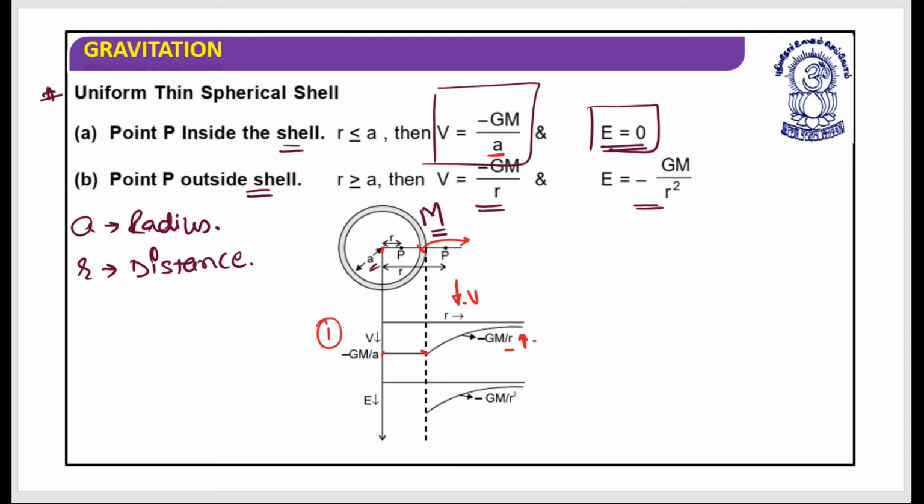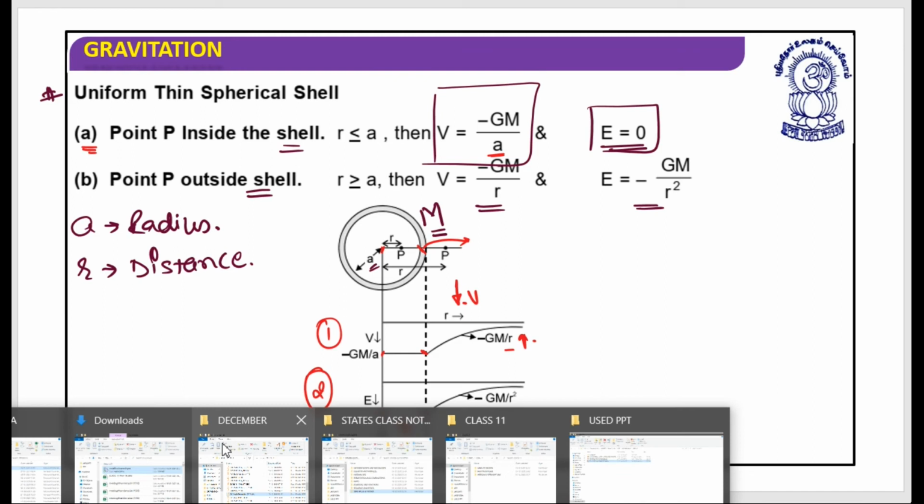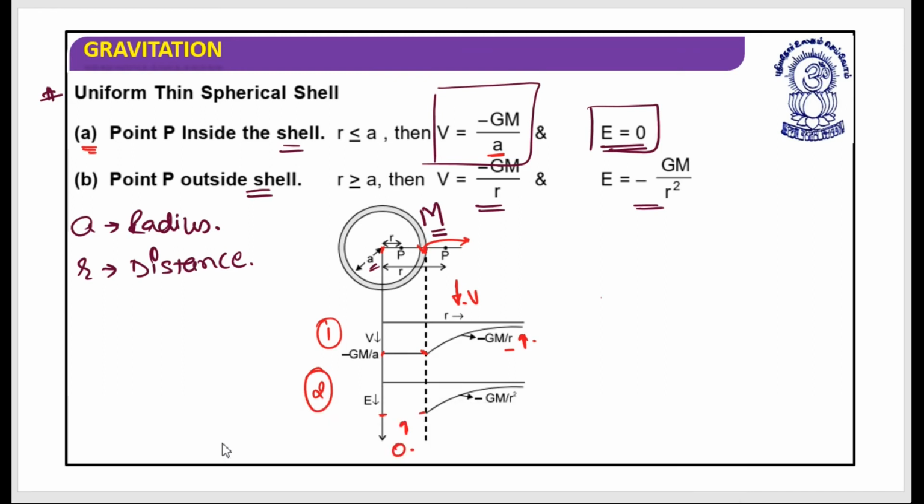Great. Now on a second point, when point P is inside the shell, the gravitational field is zero. So there is nothing over here, it's zero. And when you are outside the shell, it would be equal to minus of GM by r square. I hope this is clear.